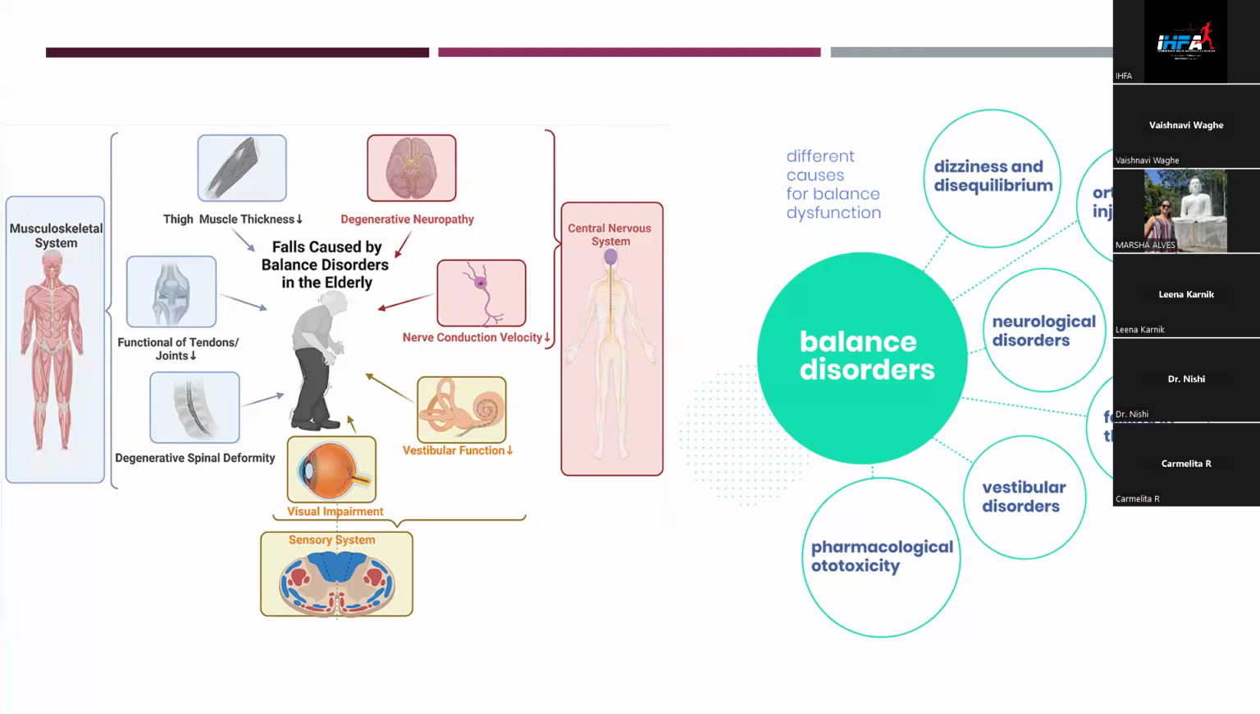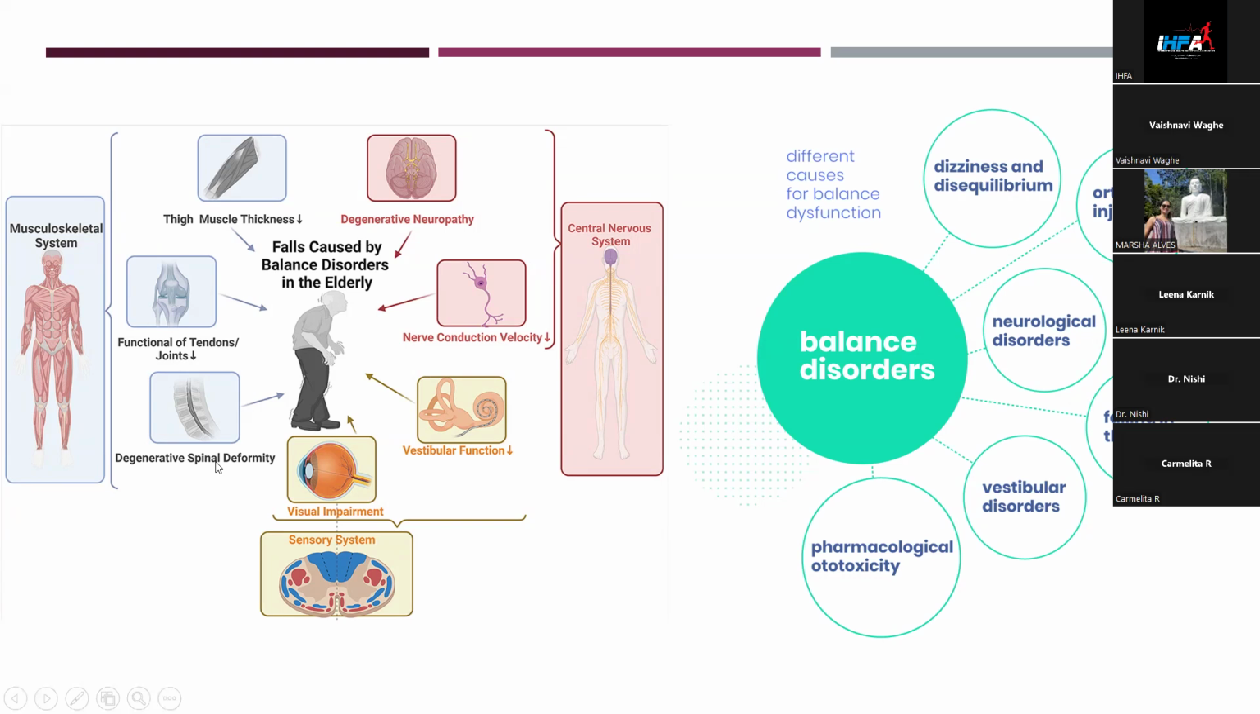Second is reduction in the nervous conduction system. Third is the vestibular function. Again, with age, there is a degeneration in the vestibular function, which is a major organ in the body to maintain balance. If there is any problem in the vestibular system, the balance will be challenged. Then is visual impairment, basically your eyes. Eyes will tell you where you are standing. If there is any vision problem, which is most commonly seen with age, it can also cause loss of balance.